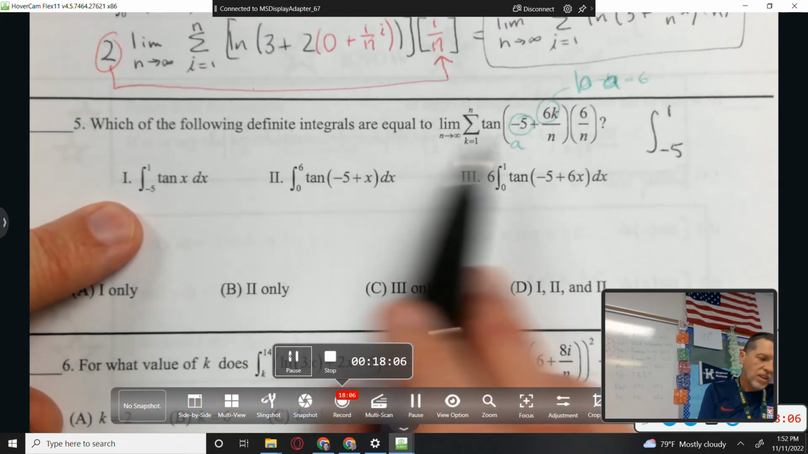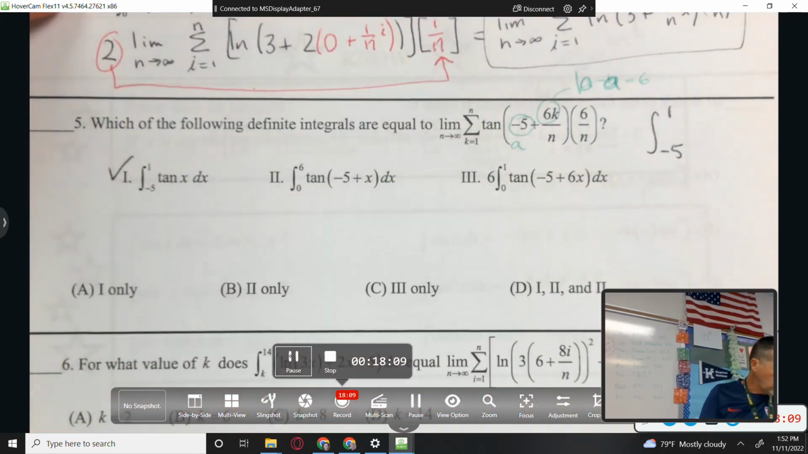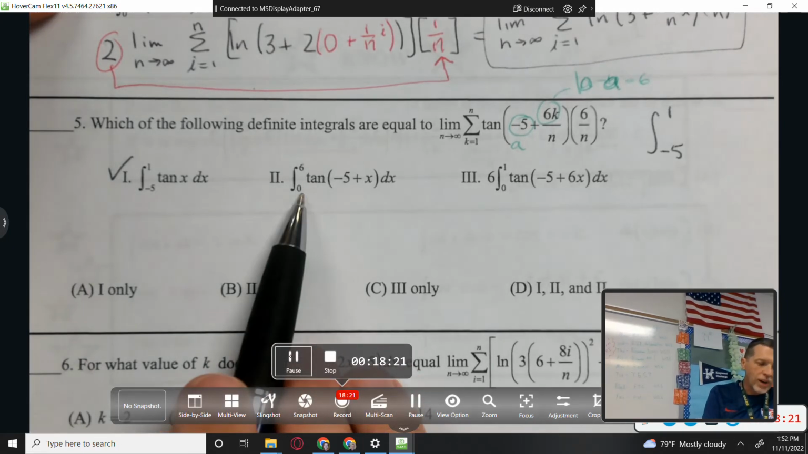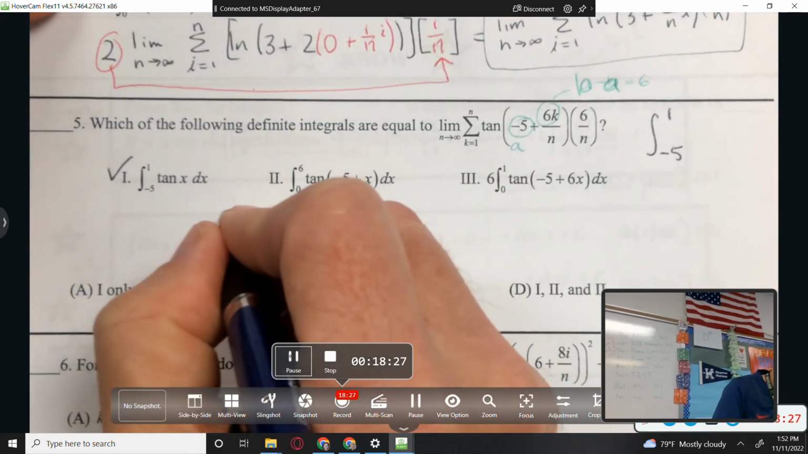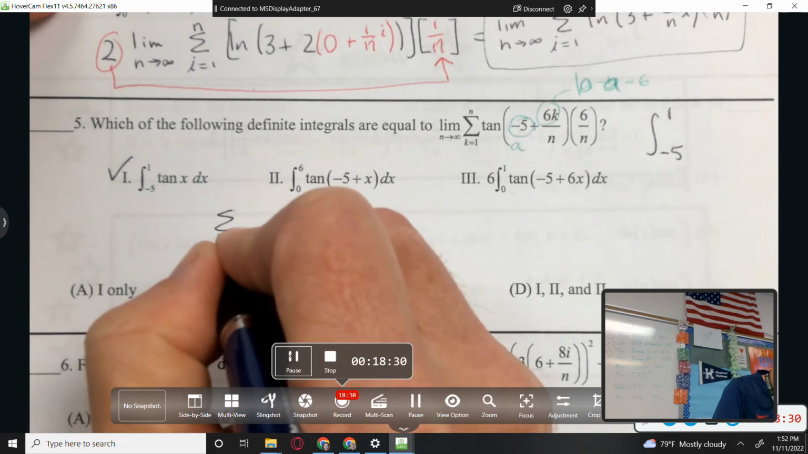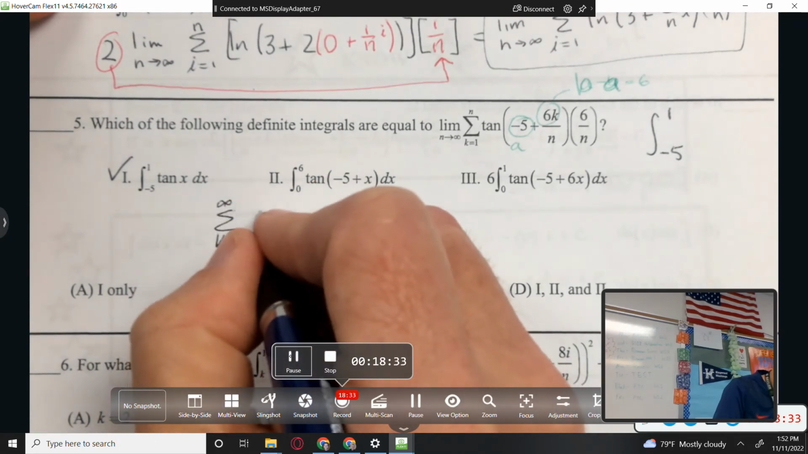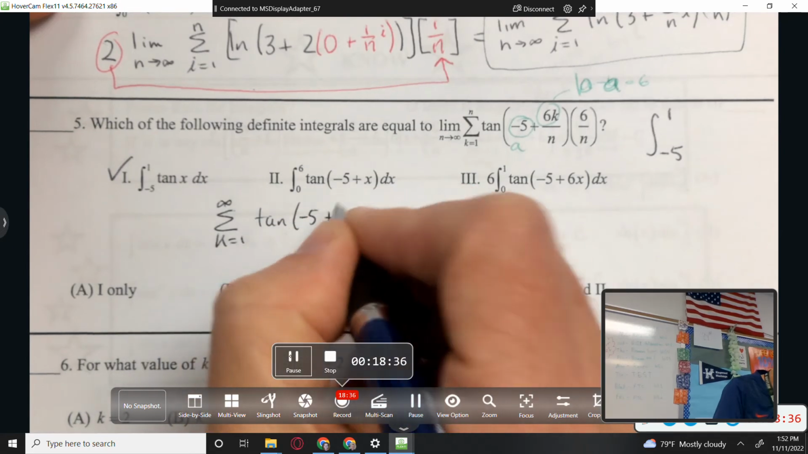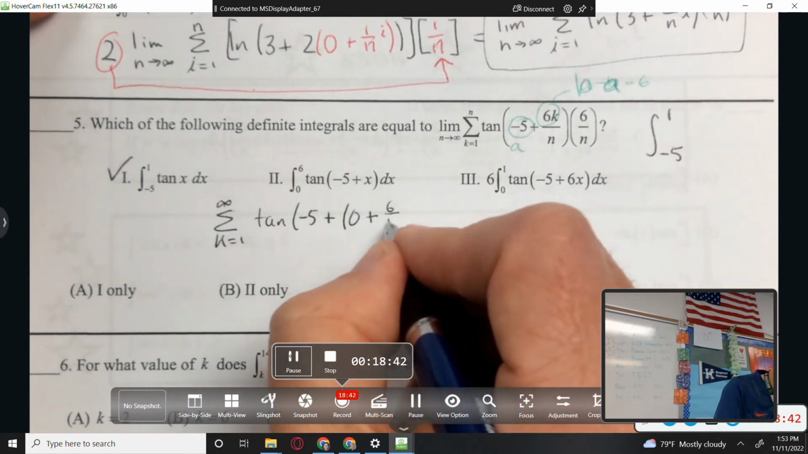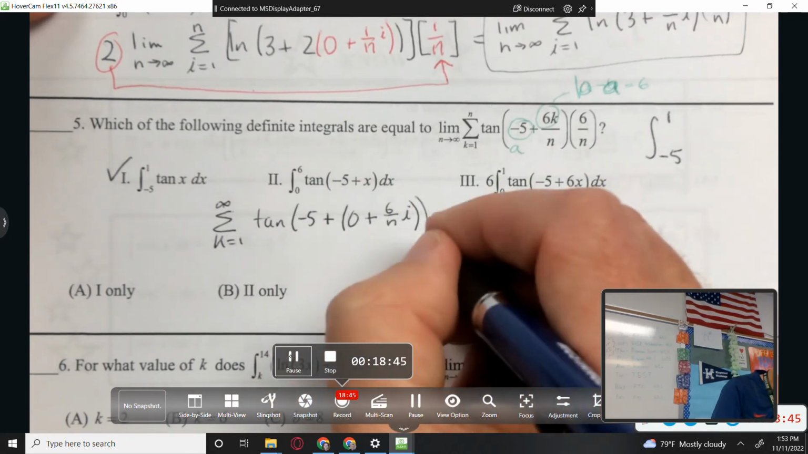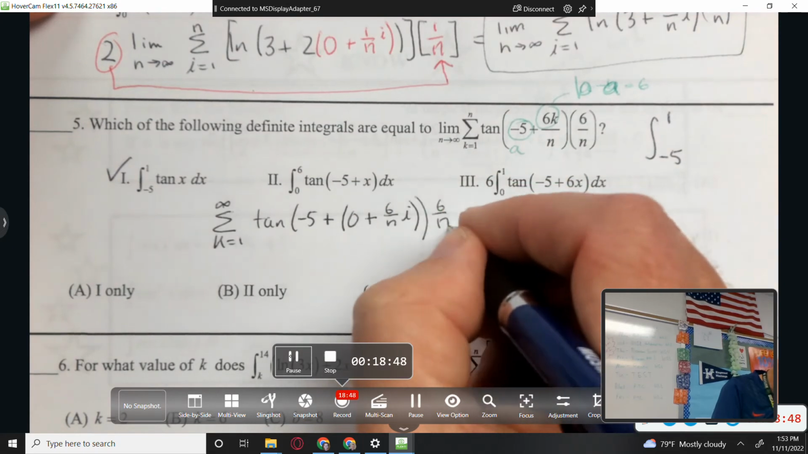Tangent. So I like answer choice 1, but the others might be right as well. That's the trick. And I think the only way to do it is to write out 2 in that format and see if they match. So that would be the integral or the sum from k equals 1 to infinity, tangent of -5 plus 0 plus 6 over n i, times 6 over n.